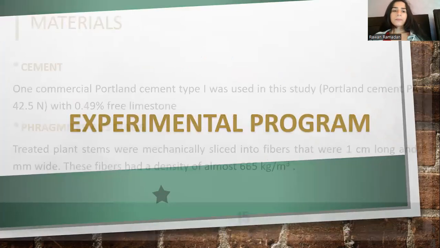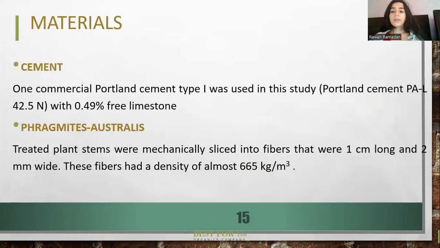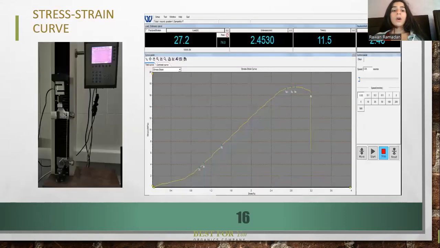Experimental program. The cement used is PAL 42.5, and the Phragmites-Australis fibers are 1 centimeter long and 2 millimeters wide, and had a density of 665 kilograms per meter cube. Also, the tensile strength of PA stems was tested at the AU laboratory, and the stress-strain curve is plotted here.